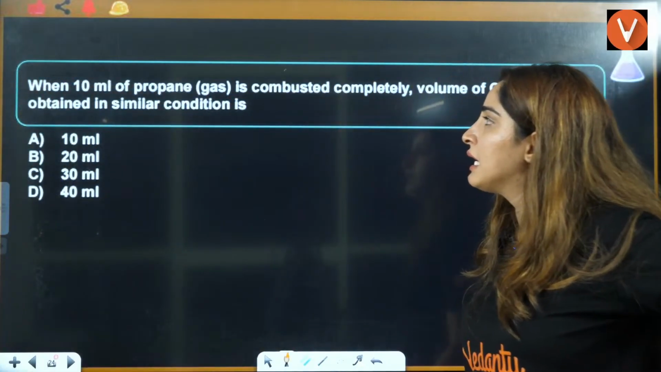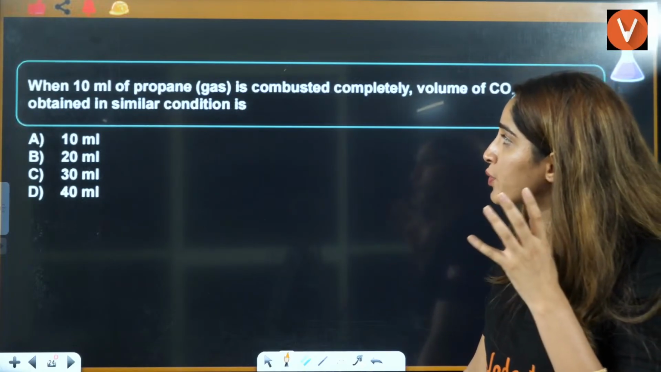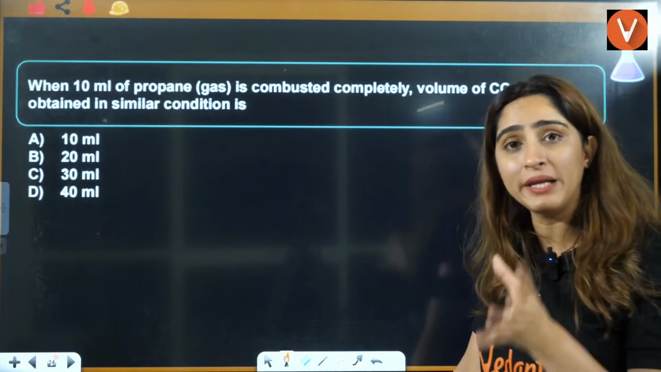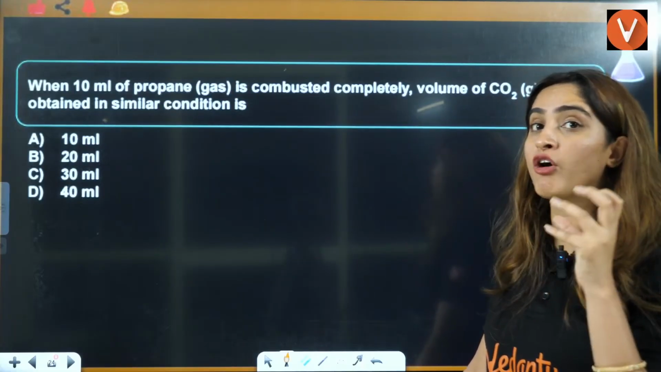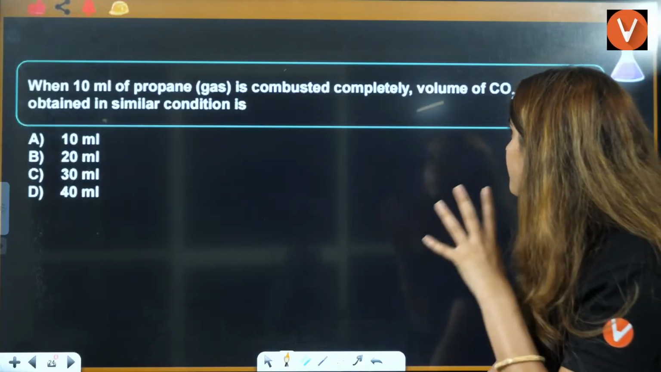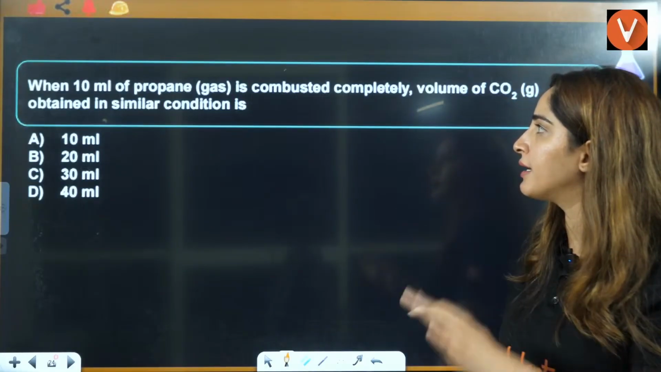Okay. Now let us see this here. When 10 milliliters of propane is combusted completely, right? So let's see this question. 10 milliliter of propane is combusted completely. Volume of CO2 obtained in similar condition is.